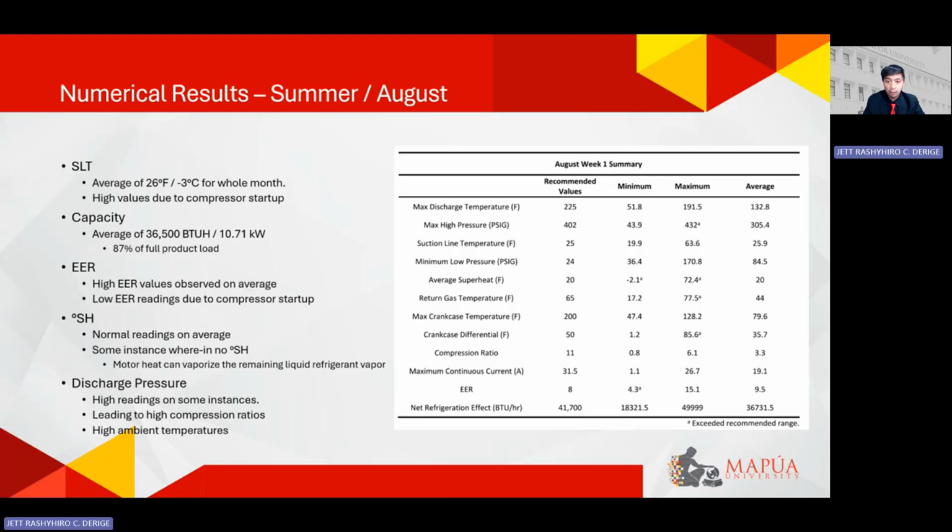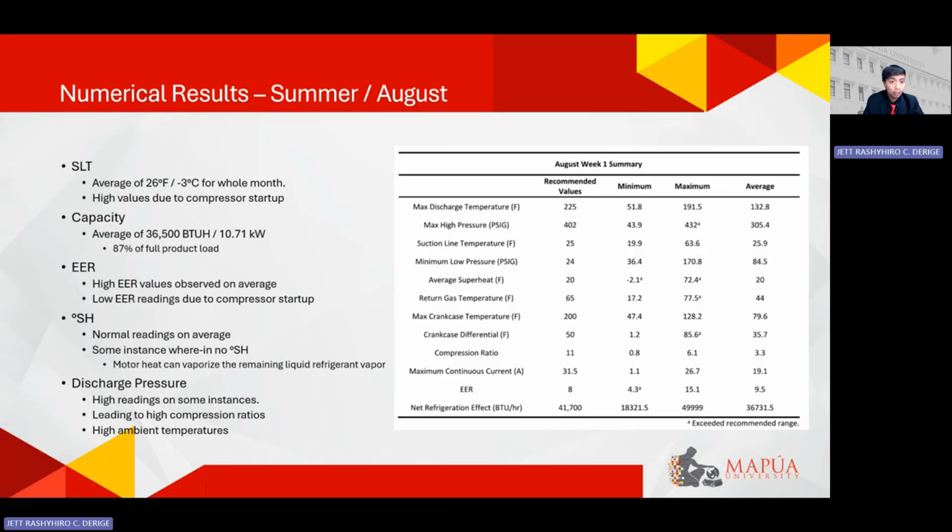And for superheat, there are high readings, though normal readings on average. We have some instances wherein there's no superheat, so there are risks of liquid refrigerant entering the compressor. But due to the compressor construction, we are fairly confident that the motor heat is able to vaporize the remaining liquid of the refrigerant vapor. We will see on the later slides, in the graphical section of the data, how it occurs, and it only occurred for short periods of time.